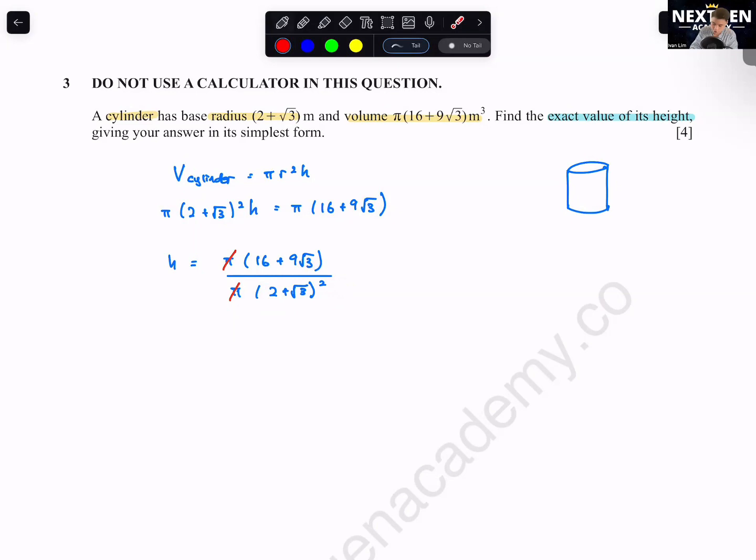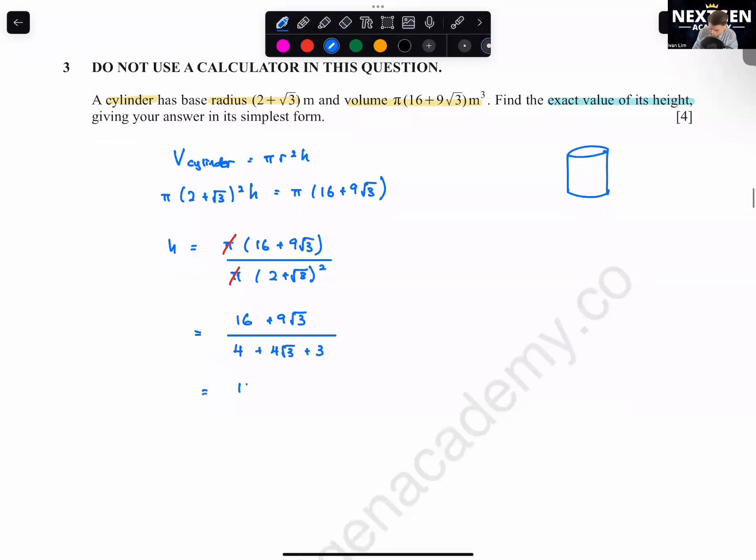What's (2 + √3) squared? Let's expand it: 4 + 4√3 + 3. So you get (16 + 9√3) over (7 + 4√3). Then in this step, we are going to rationalize the denominator. So you multiply by the conjugate surd, which is the opposite sign of the denominator.